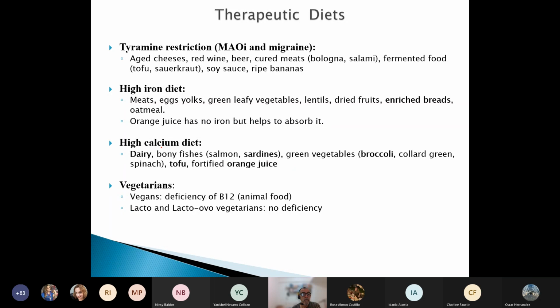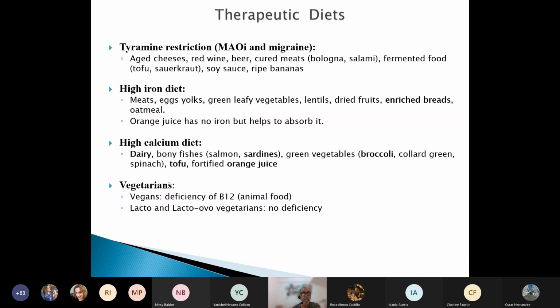For the absorption of calcium, we need a certain level of acidity in the stomach content. That's the reason why proton pump inhibitors like omeprazole, taken for long periods of time, months, could produce some malabsorption or deficiency of calcium in the body.